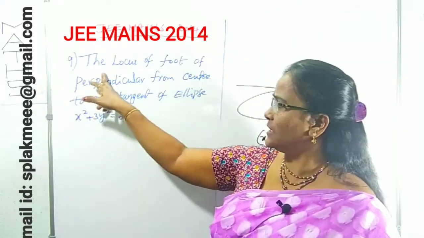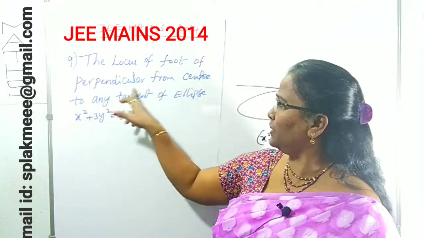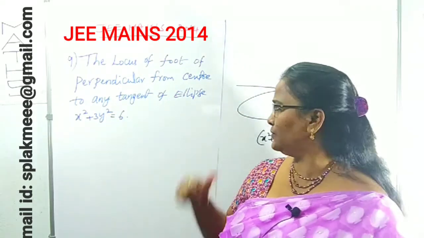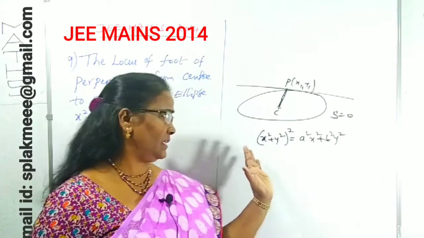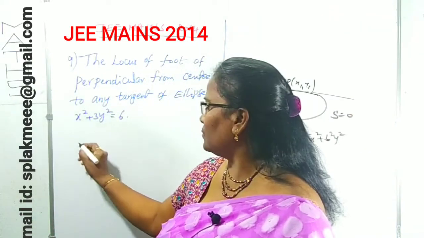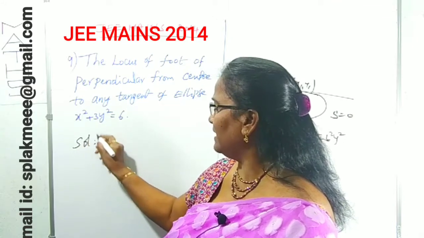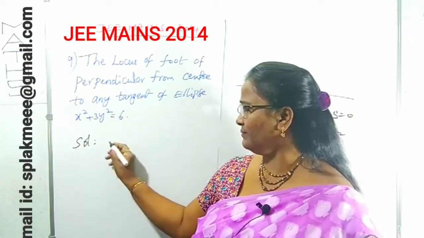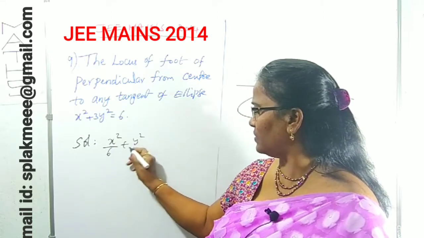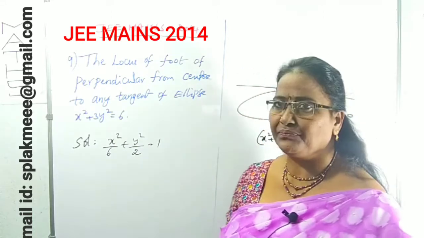For this question, the locus of foot of the perpendicular from the center to any tangent of the ellipse, according to that tip, you have to know a square and b square. So to get a square and b square, divide by 6. That is x square by 6 plus y square by 2 is equal to 1.